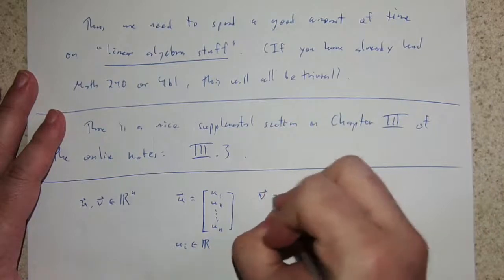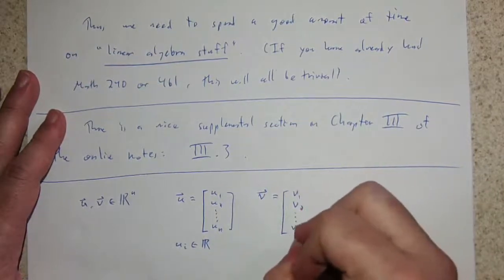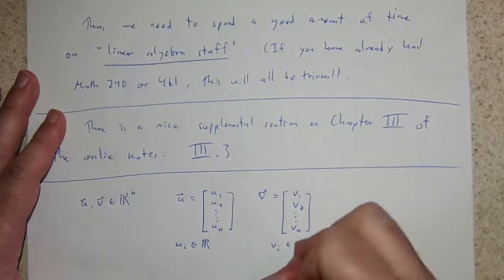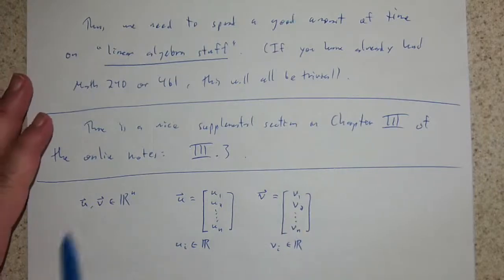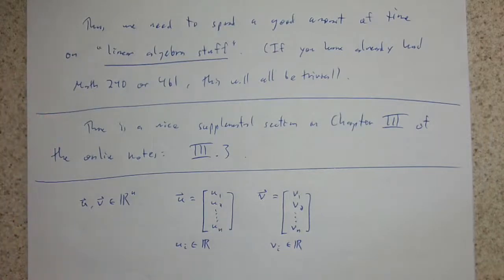V is some other such thing, so v1, v2, and so on out to vn, where each of the vi's are real numbers. Now the question is, what is the algebraic structure of Rn? If Rn is the set of all vectors or n-tuples, whatever word you want to use to describe these things. So these are vectors or ordered n-tuples of real numbers.